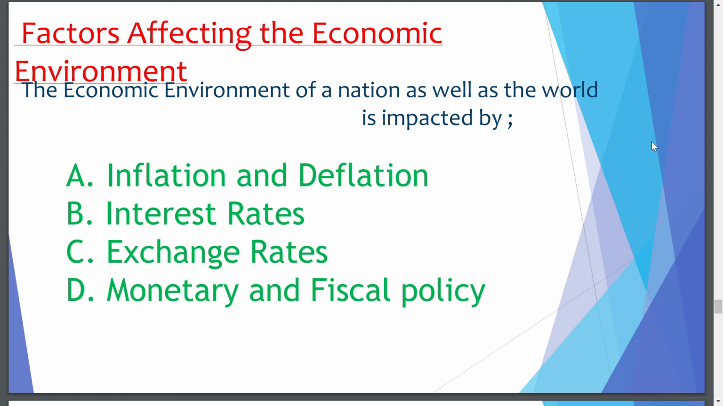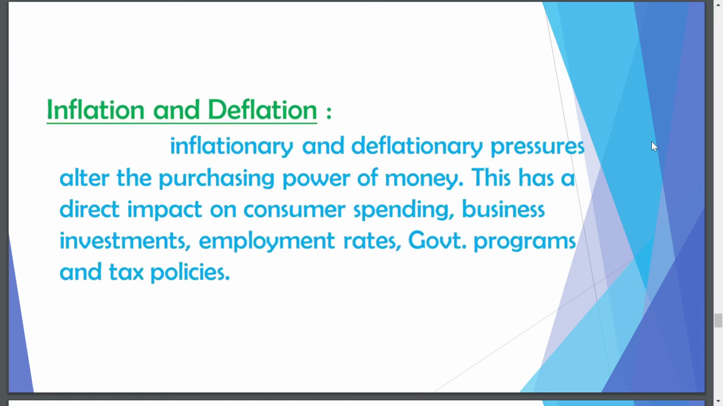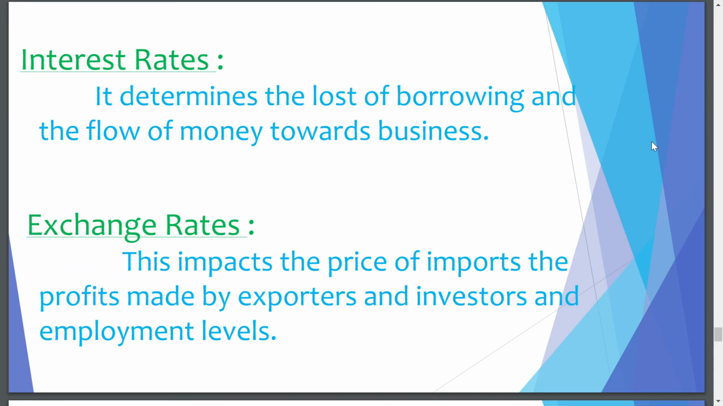Now the factors affecting the economic environment are inflation and deflation, interest rate, exchange rates, and the monetary and fiscal policy. So inflation and deflation pressures alter the purchasing power of our money. This has a direct impact on consumer spending, business investment, employment rates, government programs, and tax policies. Then we have the interest rate. It determines the cost of borrowing and the flow of money towards business. Obviously, if the interest rate is higher, then there is less flow of money.